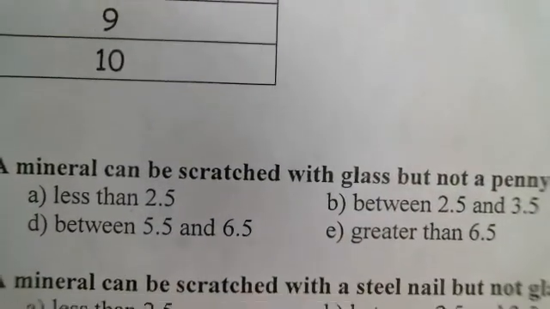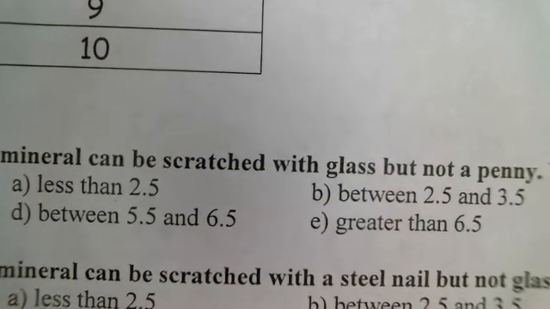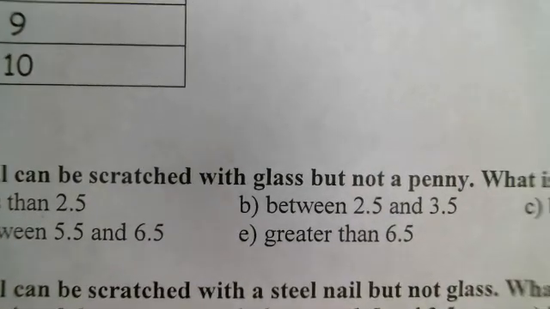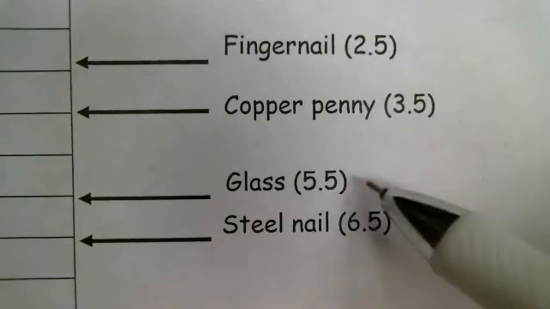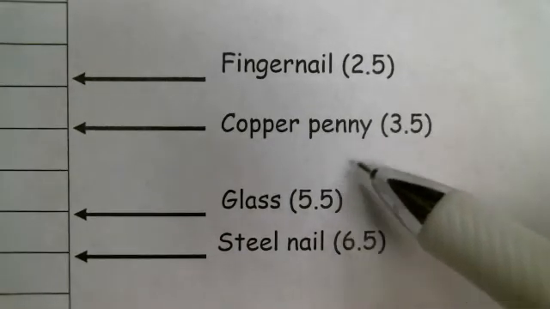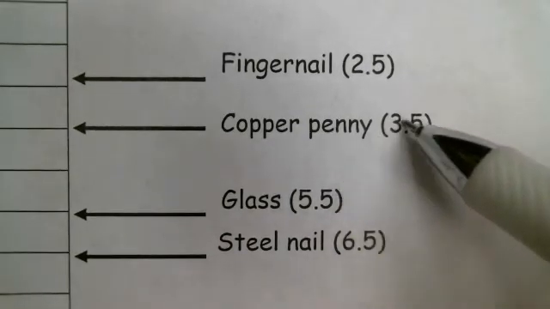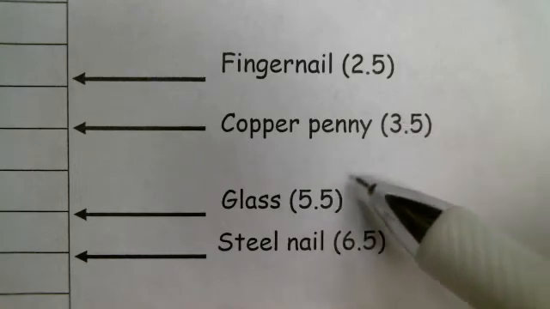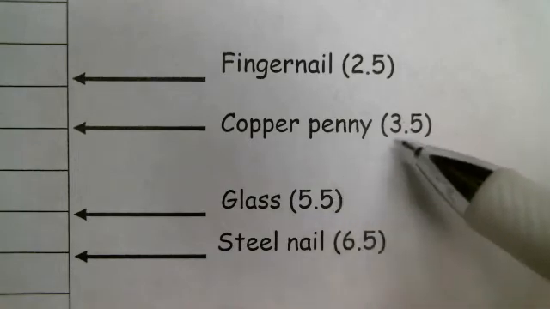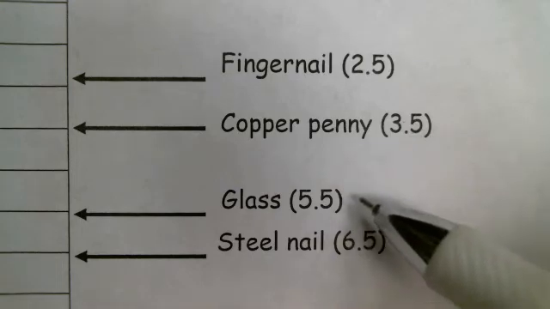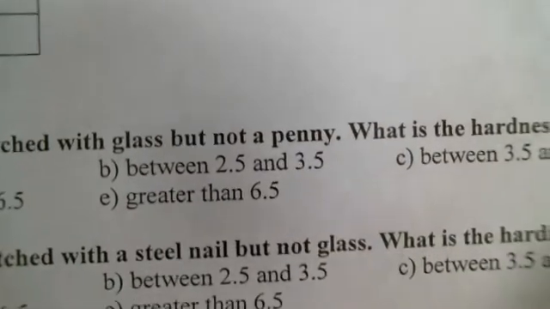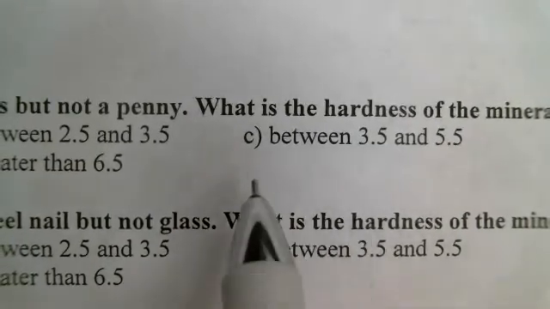On the back side, a mineral can be scratched with glass, but not a penny. So we go up here and we look at the glass and the penny. If it can be scratched by one but not the other, then the hardness is in between these 2 numbers. So it's between 3.5 and 5.5. That would be option C.